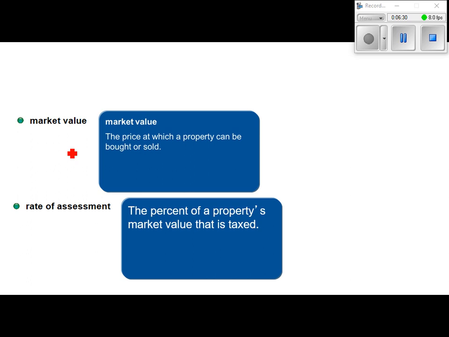The rate of assessment is the percent of a property's market value that is taxed. I can't remember what it is in Preble County right at the moment, but the rate of assessment might be 50%. That means they're going to tax you only on 50% of your property's value. They're not going to tax you on the whole value of the property, just on 50%, or whatever that certain county or city's rate is.